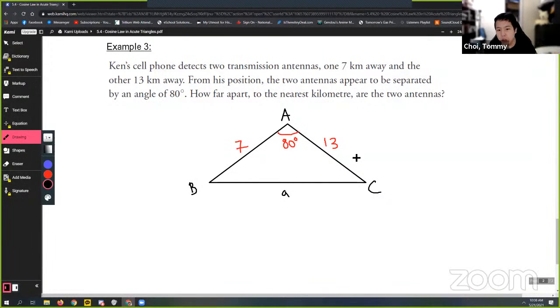So example 3 of cosine law, we set it up with the triangle being able to identify, right? It says that Ken's cell phone detects 2 transmission antennas, one 7 kilometers away and the other 13 kilometers away. So what I highly suggest starting off with is draw Ken. Draw where Ken is, right? And so for me, I put Ken at the top, and then I put one transmission antenna over here and the other one over here. And I said they were 7 kilometers and 13 kilometers away from Ken. And then they are separated by an angle of 80 degrees. So this is the information that we have here.